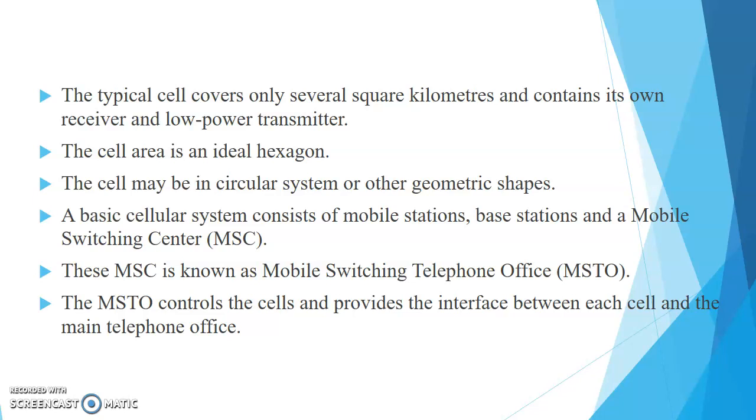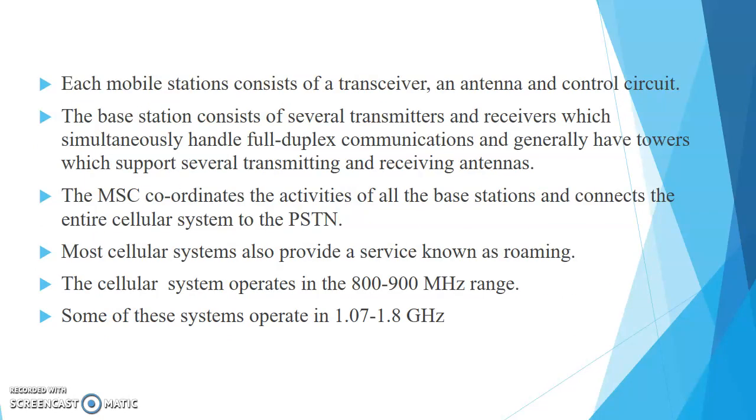That is, if you are taking any mobile phone communication that communicates via radio, one base station can be handed off to the other base station throughout the duration of the call. And next, each mobile station consists of a transceiver, that is, it will have a transmitter and also a receiver, an antenna and the control circuits.